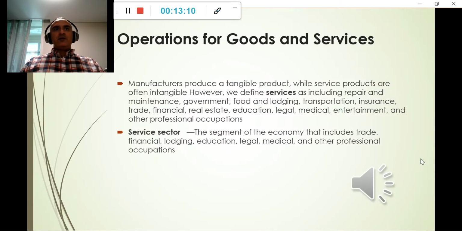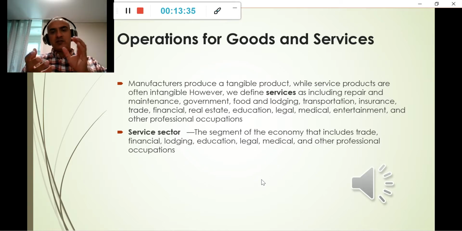Right, very good. So now we have to think that there are operations for goods or for services. In goods, we talk about cell phones, jeans, shoes, and then in services, we're talking about different things. For example, medical, banking, education, etc. So those are the intangibles.